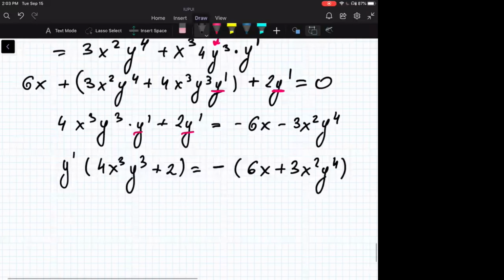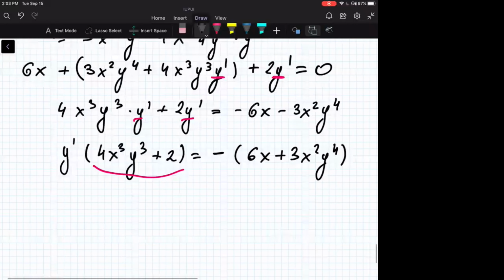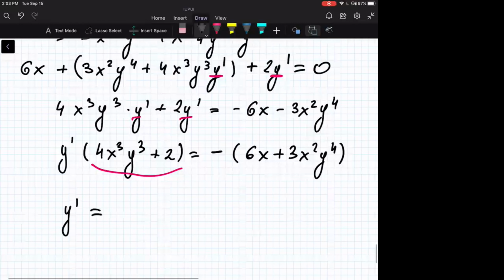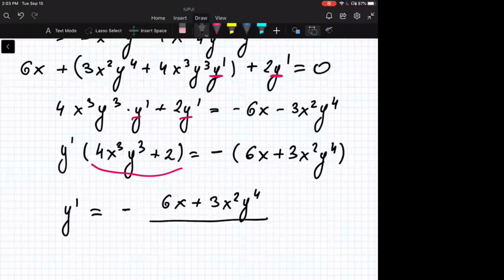And the last step: this is the coefficient in front of my unknown, and I need to divide by that coefficient. Y prime is equal to minus 6x plus 3x squared y to the power 4, divided by 4x cubed y cubed plus 2.